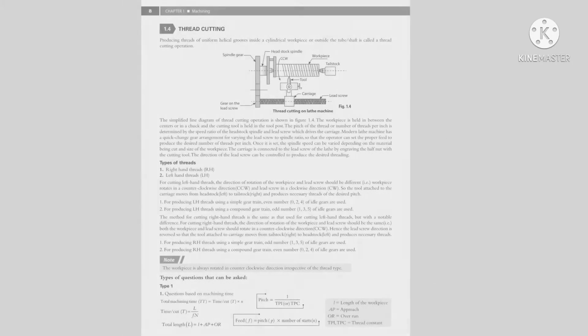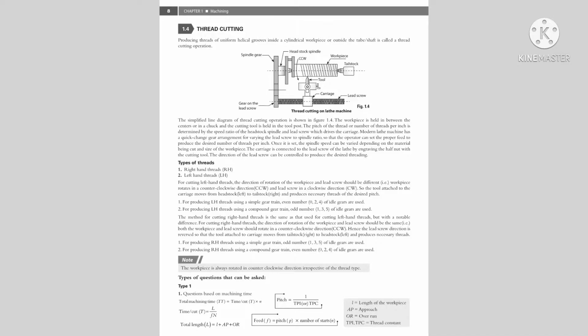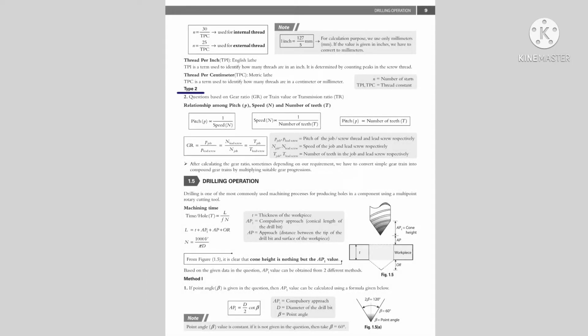The next topic is the thread cutting operation, which is defined and explained with the help of a diagram, and at the bottom of that page I have given the types of questions that can be asked in the exam. Type 1 consists of questions based on machining time, and type 2 questions are based on gear ratio, which provides the relationship among pitch, speed and number of teeth.